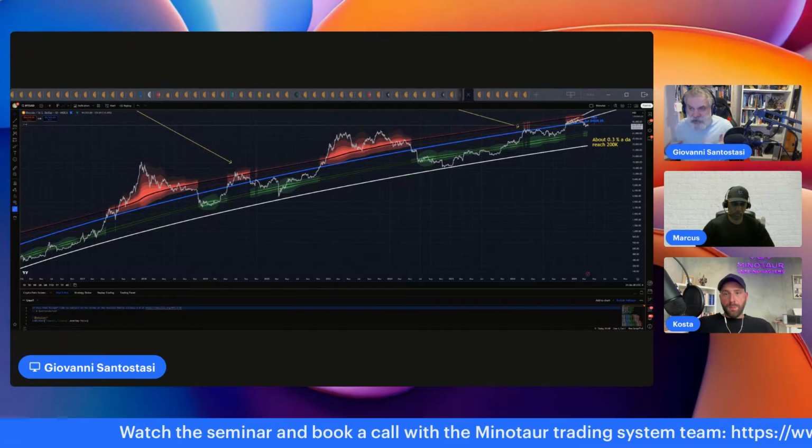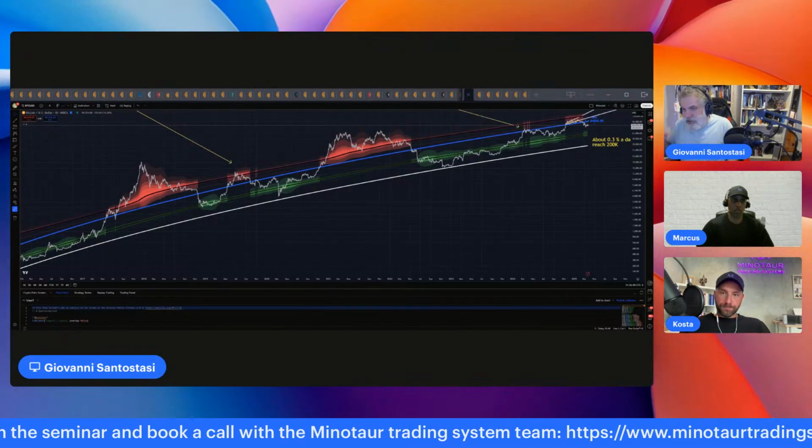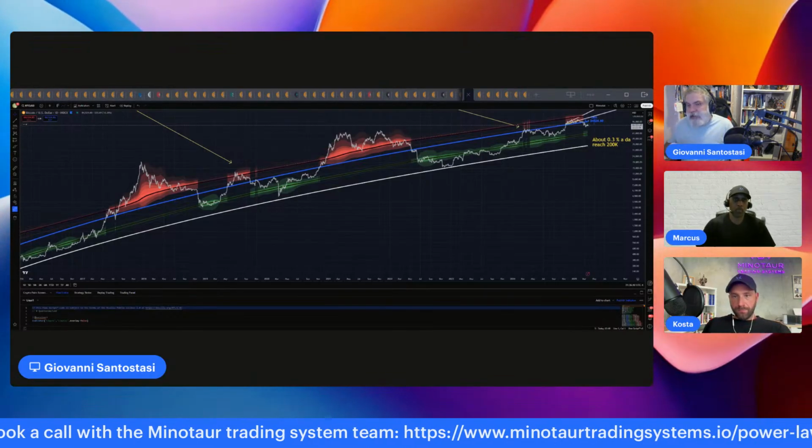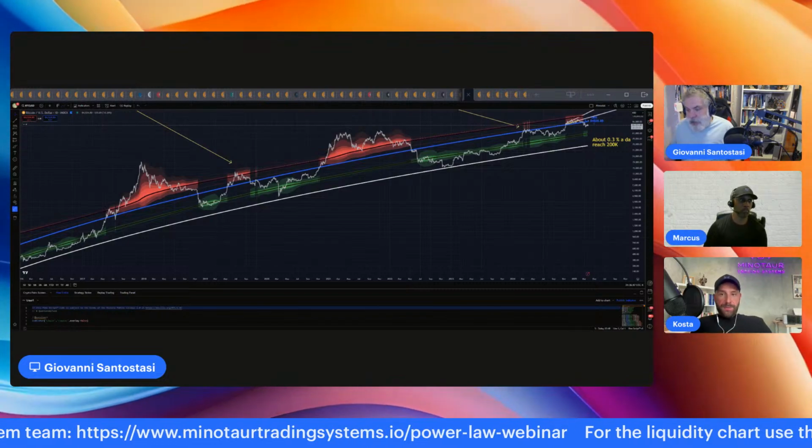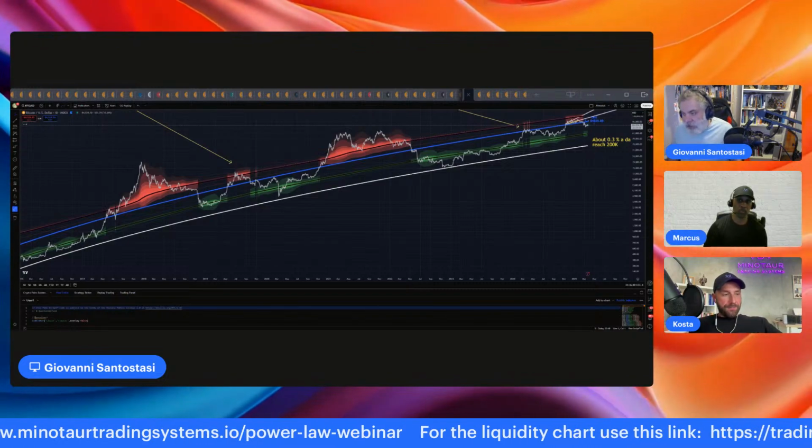This is why this bot is so unique. It's not forex. It's nothing that you have seen before. It's something completely different. It's why we only trade Bitcoin. We don't trade anything else.